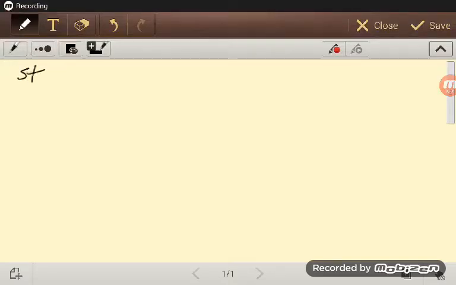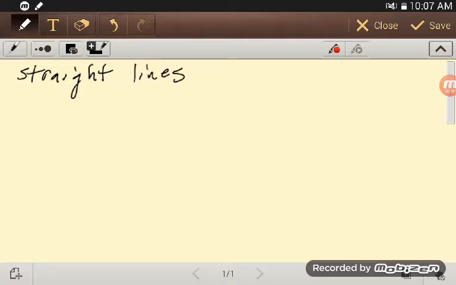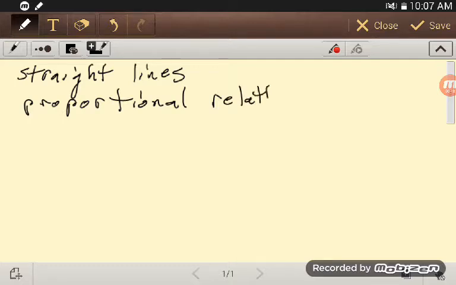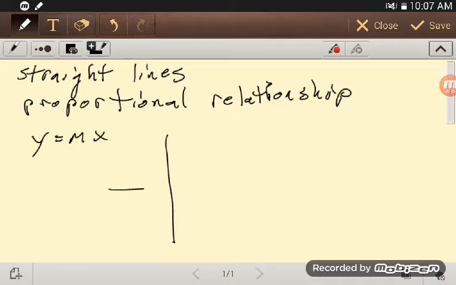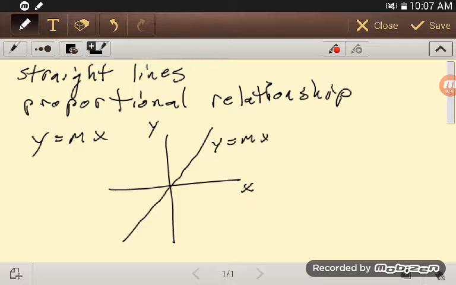So we want to look now at just general straight lines. Remember that when we had a proportional relationship, what we had was just that we could write something like y equals mx. When we did that, we always got a line that went through the origin. So this is y equals mx.